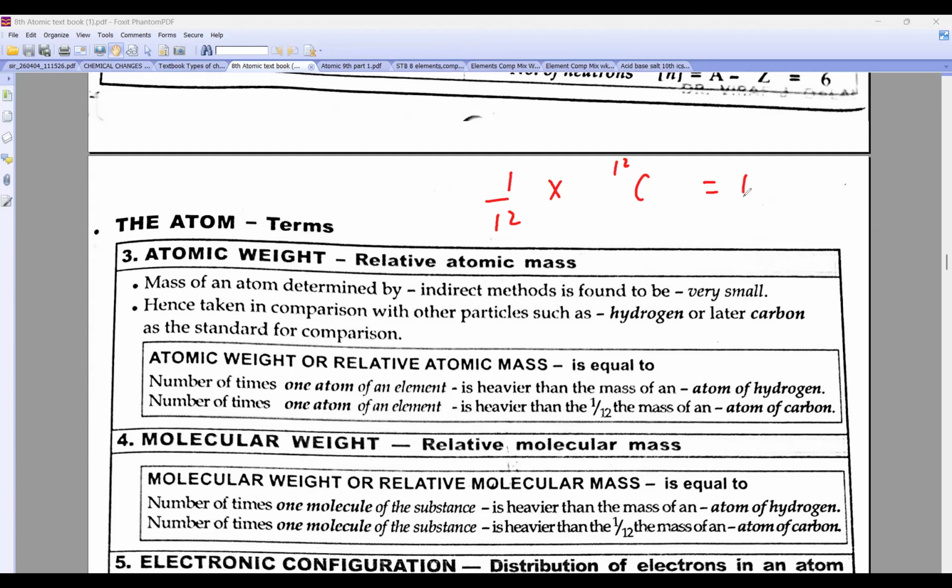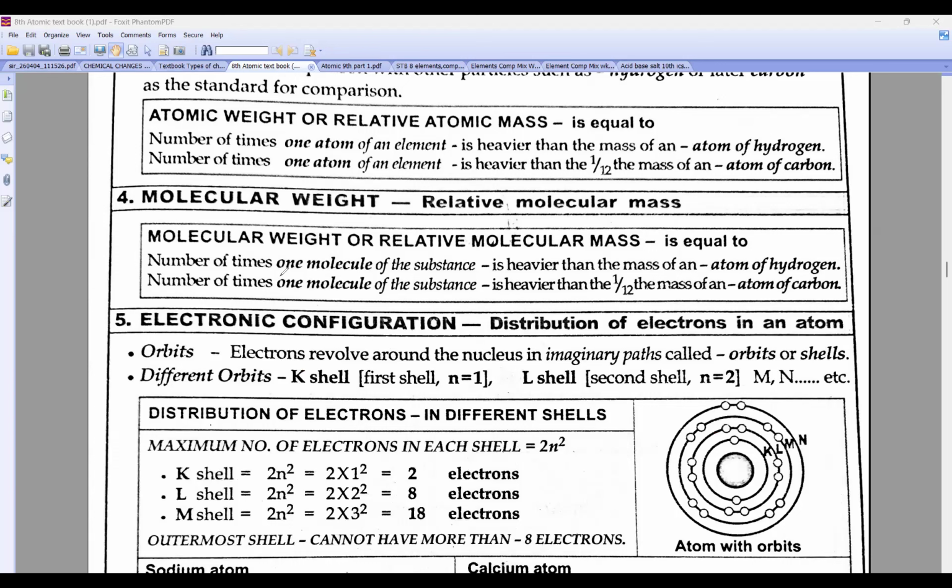Hydrogen's mass number was 1. Sodium is 23. So sodium is how many times heavier than hydrogen? 23 times. And how many times is sodium heavier than 1/12 the mass of carbon-12? 23 times, because 1/12 into 12 is 1. So why do we say relative? Because we are relating it with hydrogen or carbon. Then molecular mass means what? Instead of one atom, one molecule will come. Rest everything will remain the same.